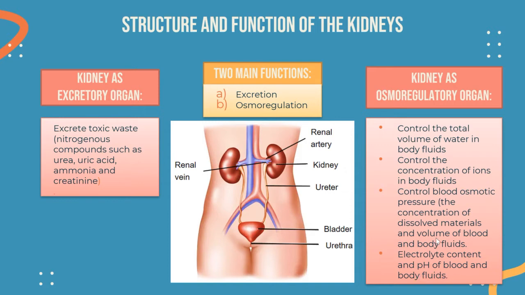All of these are functions of the kidney. The kidney will control the total amount of water in the body, control the concentration of ions in our body, control the blood osmotic pressure and also the pH of the blood. Those are the functions of the kidney: kidney as excretory organ and kidney as osmoregulatory organ. Okay, we go to the next slide.